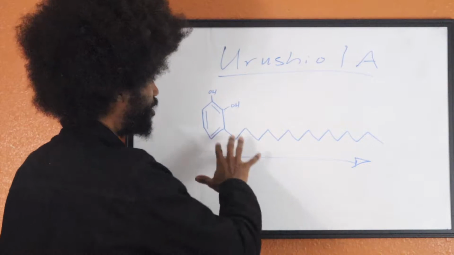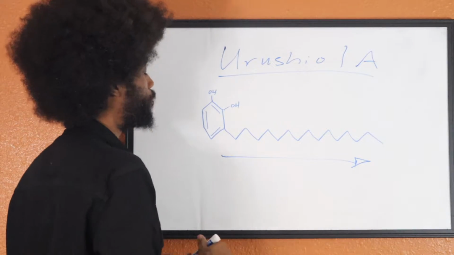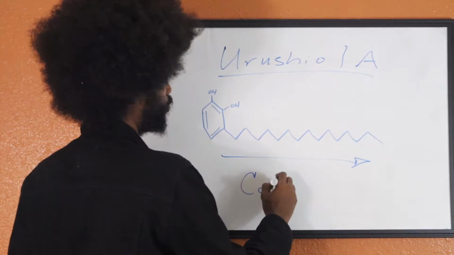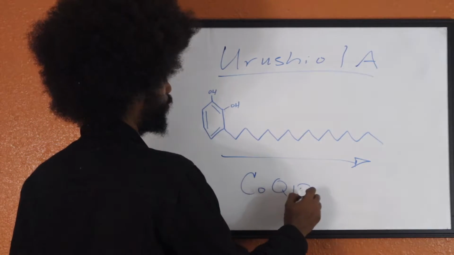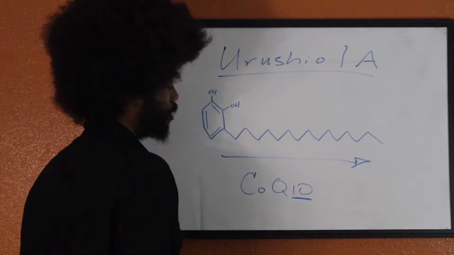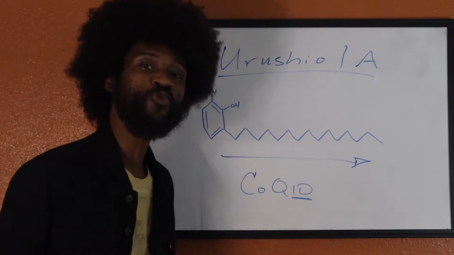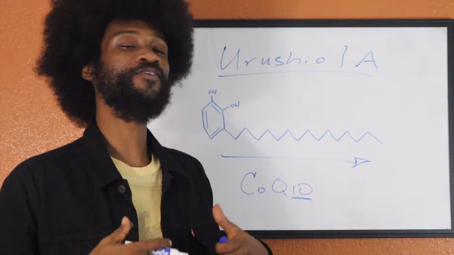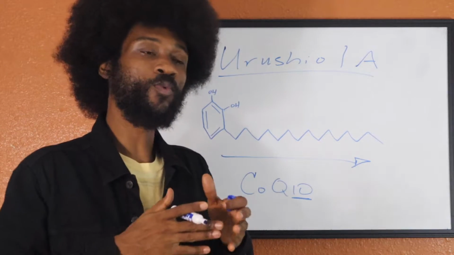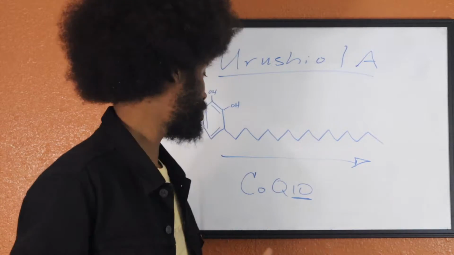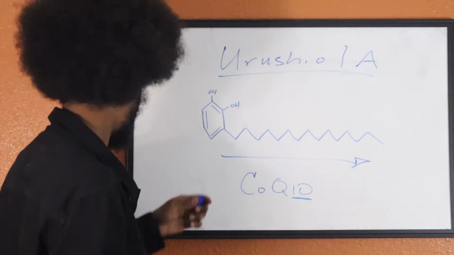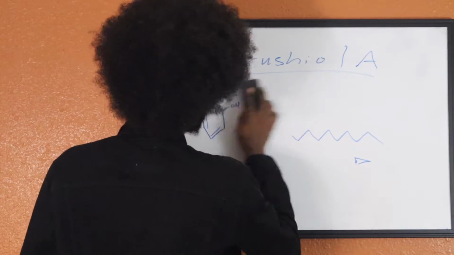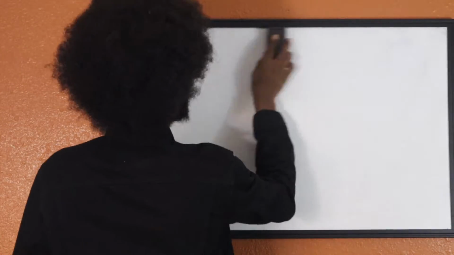And if you see this chain right here, it almost has a long chain like CoQ10, which stands for 10 isoprene units, that is able to do what? Move within the lipid hydrophobic area of the mitochondria, where water's not allowed because of its high hydrophobicity. So urushiol A has this long chain right here, and that's what creates the irritation on the skin.